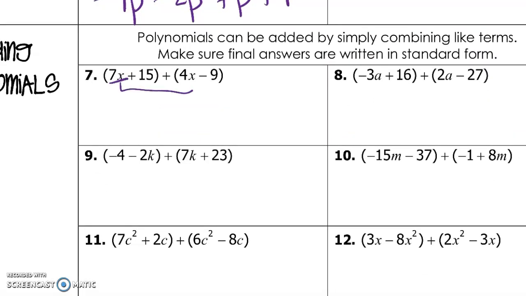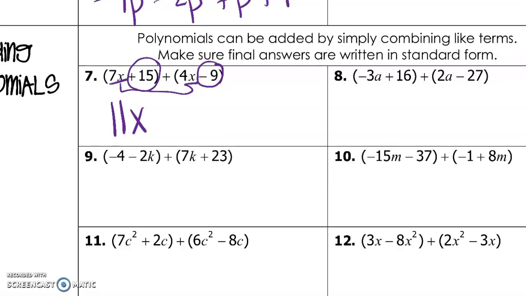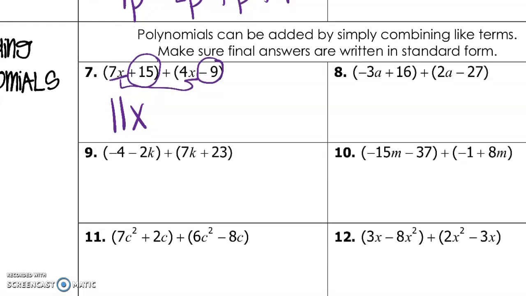So 7x plus 4x gives me 11x, and then we have a 15 and then a minus 9. Again, it's like a plus and then a minus for the 9. So 15 minus 9 would give me 6, 11x plus 6.